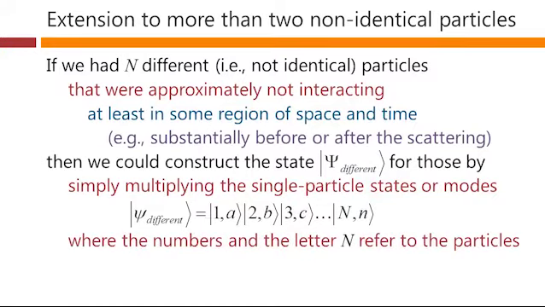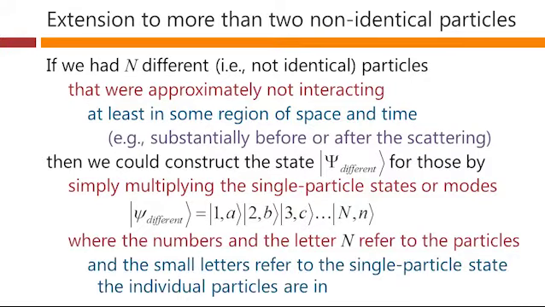The numbers here refer to the particles, and the capital letter N refers to the particles, and the small letters refer to the single particle state the individual particles are in. So we're going to continue to use this notation as we go forward here.